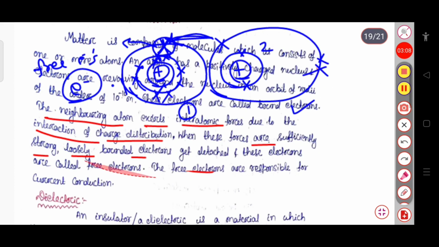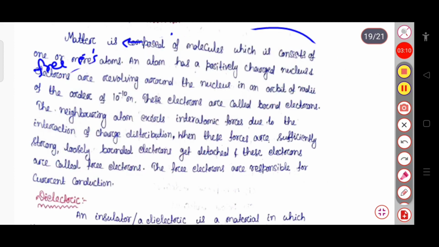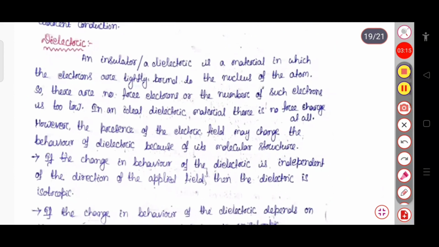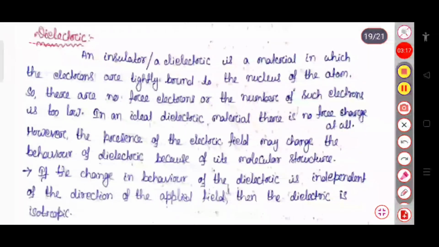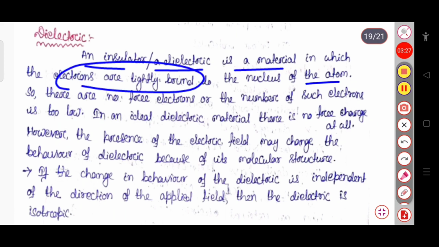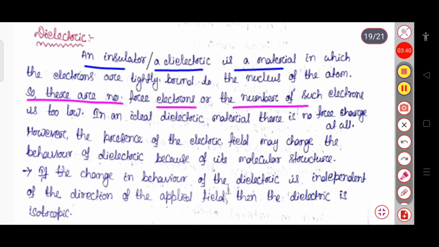Now we will see what is a dielectric material. An insulator or a dielectric is a material in which the electrons are tightly bound to the nucleus of the atom. Tightly bound in the sense that the electrons are not free, that is, they will not participate in the conduction process. So we can say that there are no free electrons, or the number of such electrons is too low.